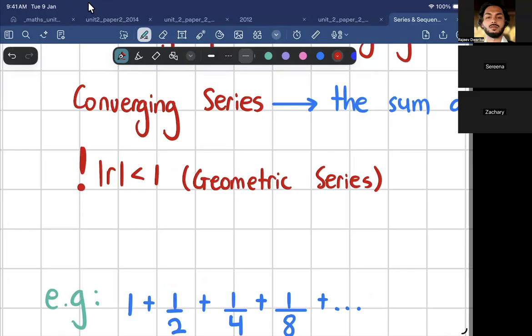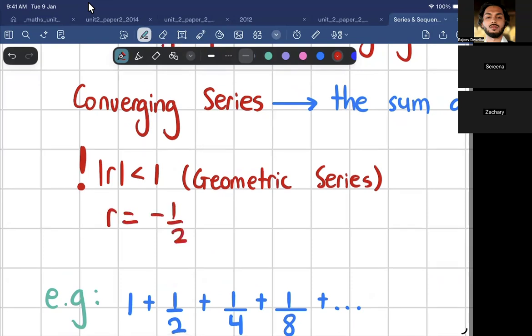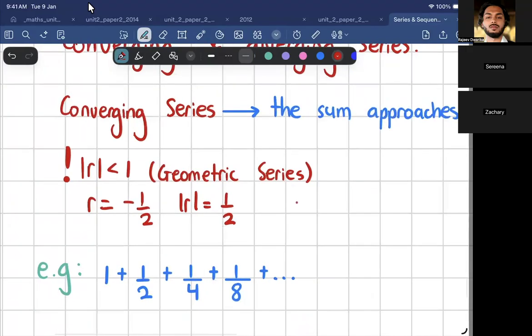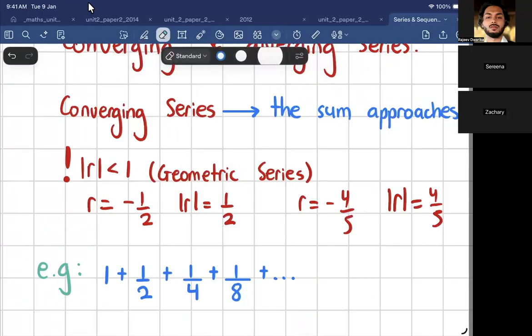Yes, sir. All right. So Zachary, let me just say R was negative a half, right? Yes, sir. The modulus of R would just be a half. The modulus just considers the magnitude. It doesn't consider anything else. Let me give you another example. If we had negative 4 over 5, what do you think the modulus of R would be? 4/5. Exactly.